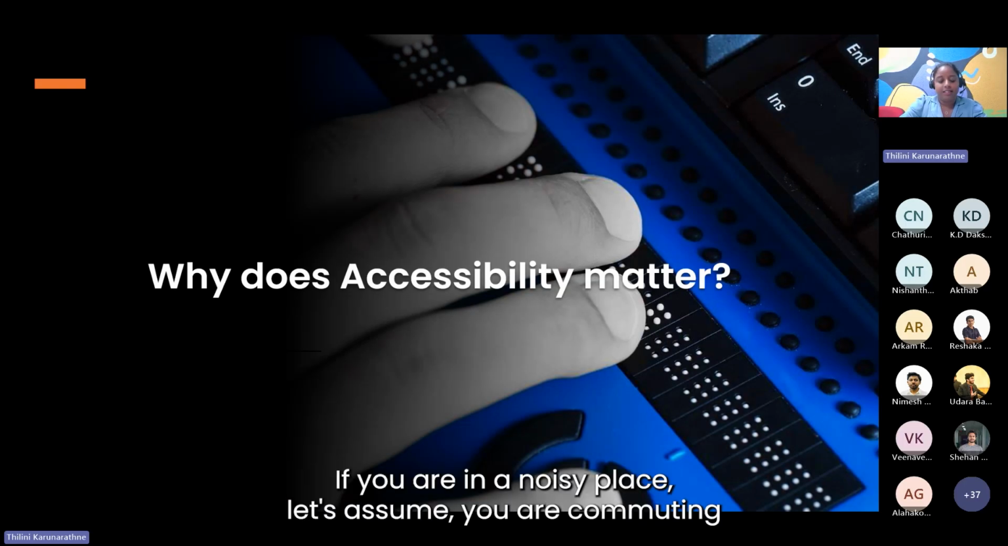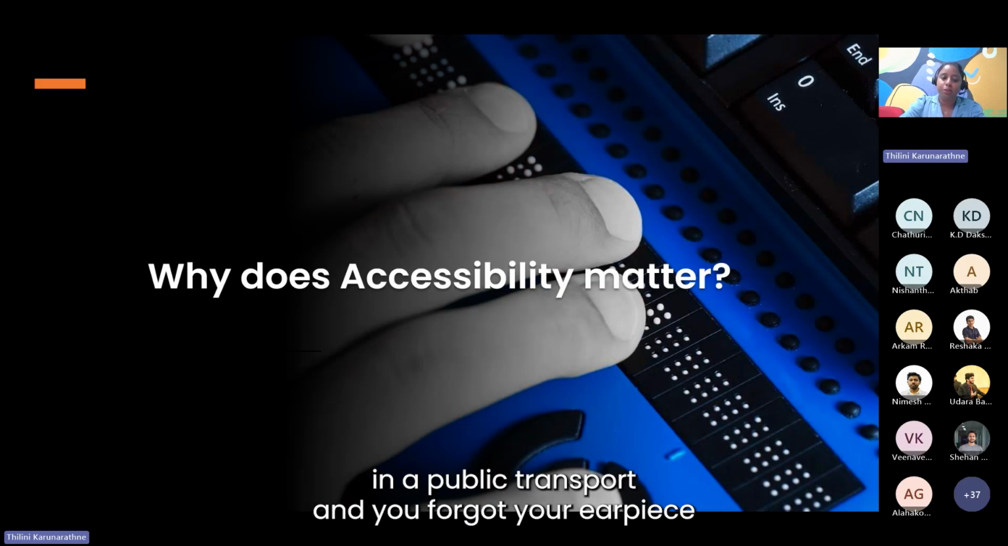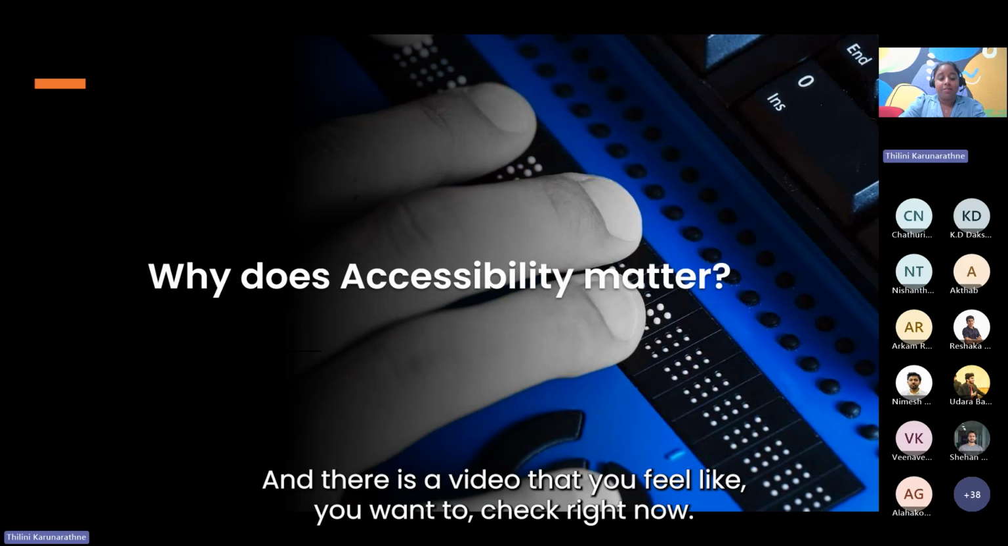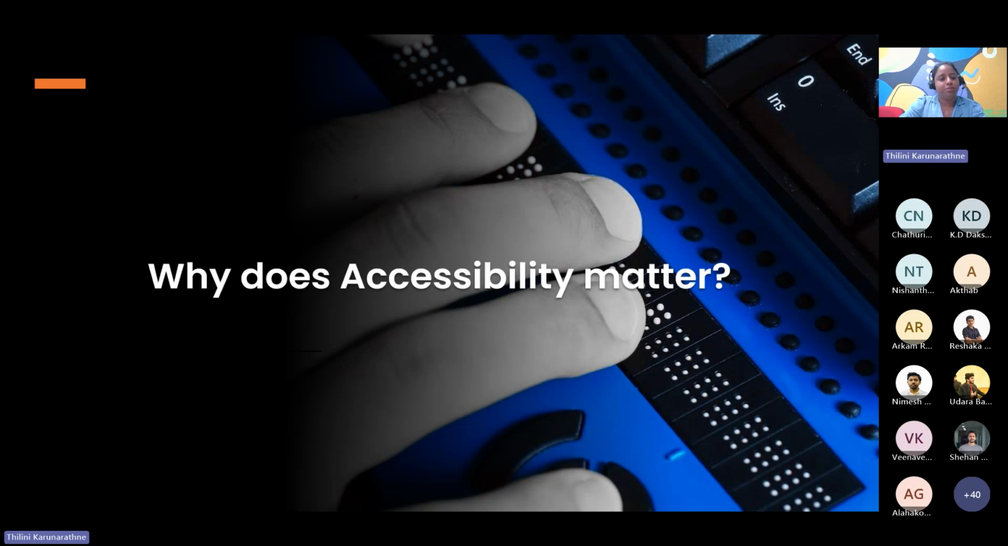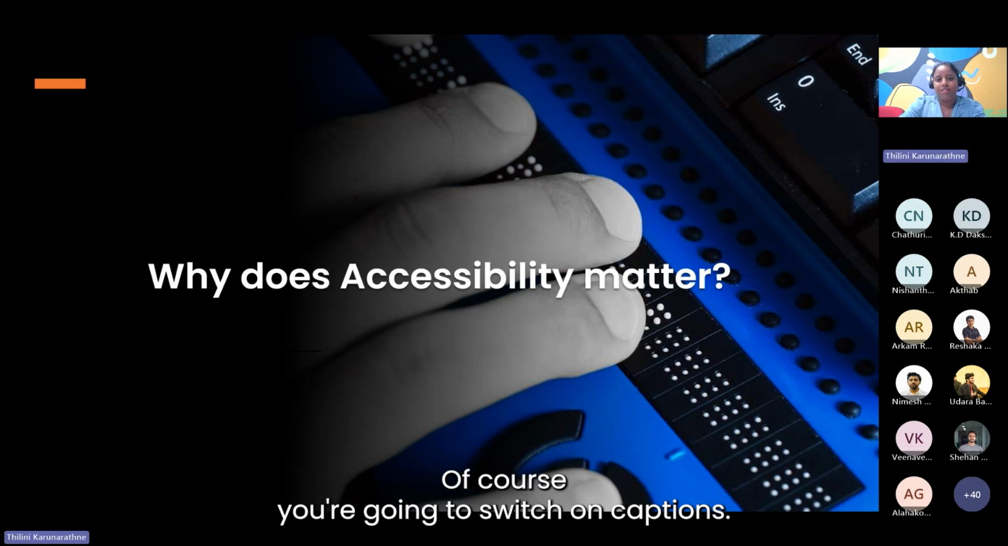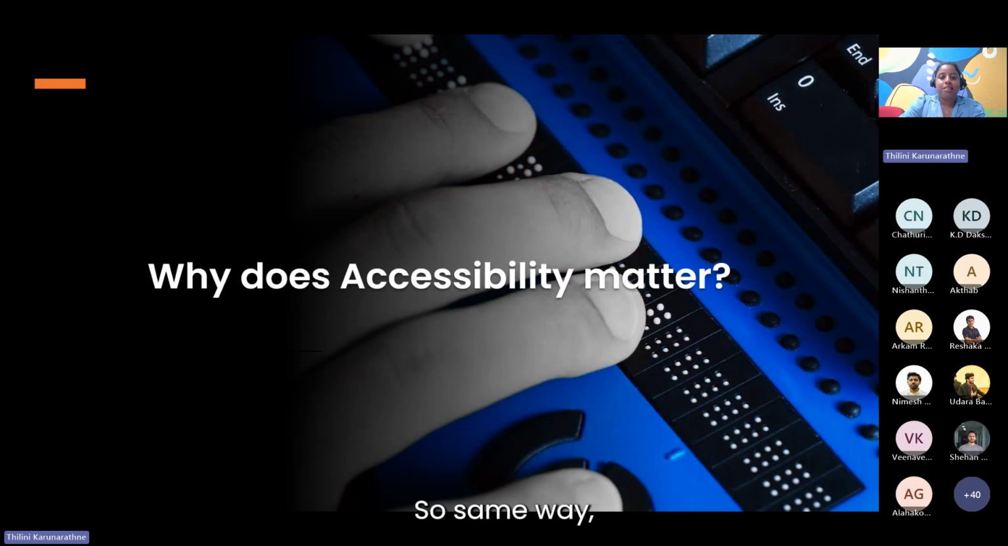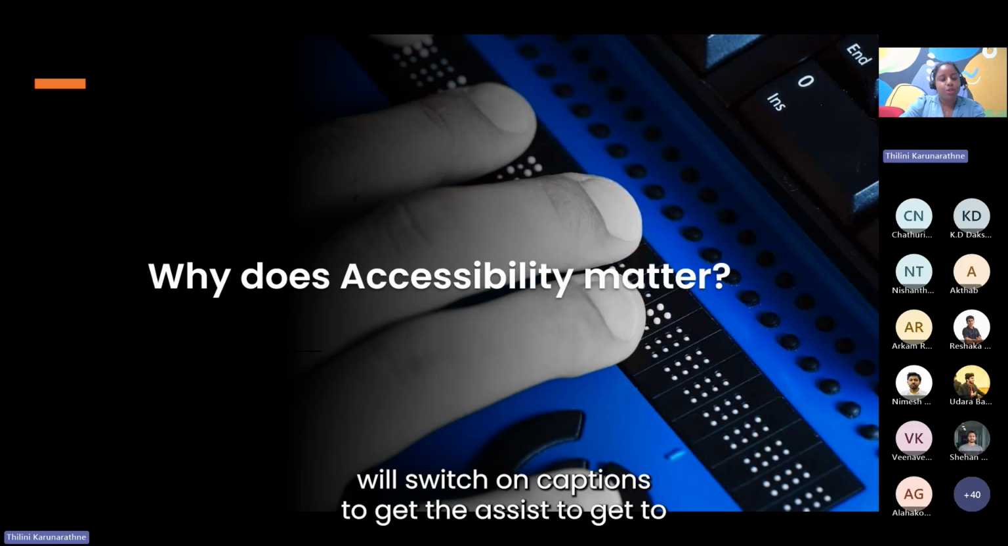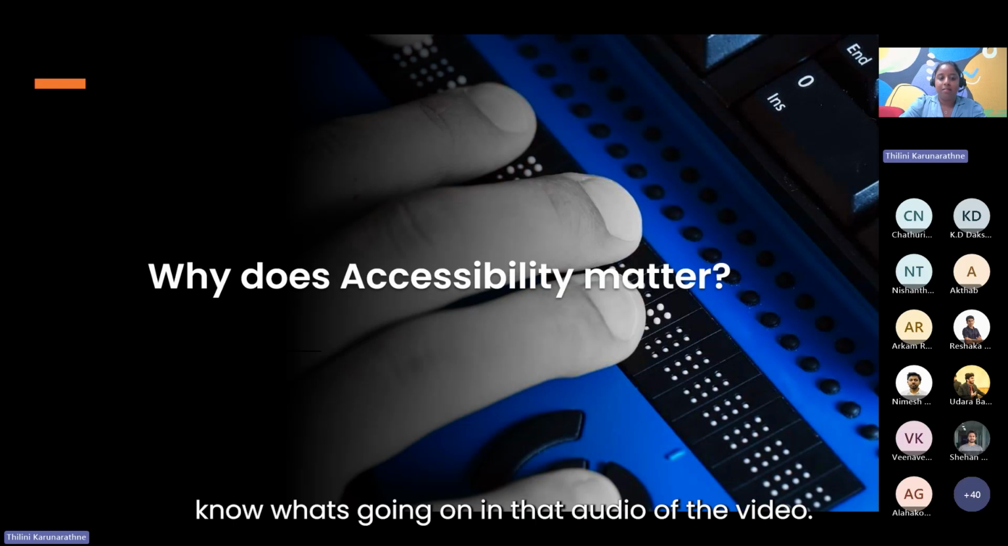I'll take a scenario like this. If you are in a noisy place, let's assume you are commuting in public transport and you forgot your earphones or headphones, and there is a video that you want to check right now. So what are you going to do? Of course, you are going to switch on captions. In the same way, a person with hearing impairments will switch on captions to know what's going on in the audio of the video.